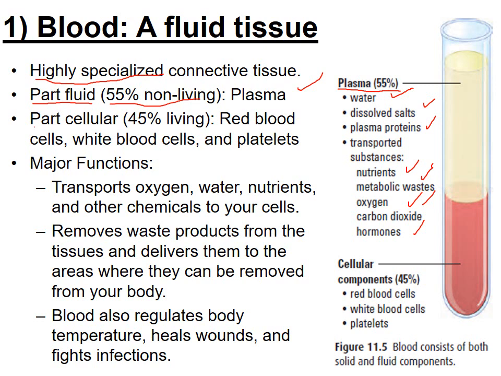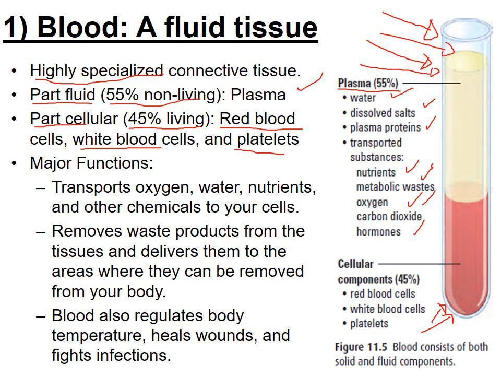You also have the cellular part, which is 45% of your blood, and that's the living part. And it contains things like red blood cells, white blood cells, and also platelets. So if you look at this test tube here, what happened is this test tube was spun really, really fast, and that's called the centrifuge. So a centrifuge spun this test tube extremely fast, and the purpose of doing that is to separate things. The idea is that the more dense stuff collects at the bottom, and the less dense stuff collects at the top. So as you can see, the cellular components are more dense, they're at the bottom, and the plasma components are less dense, they're at the top.